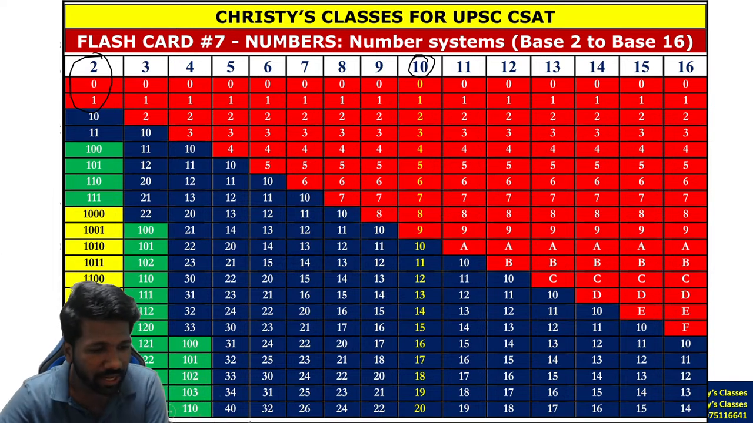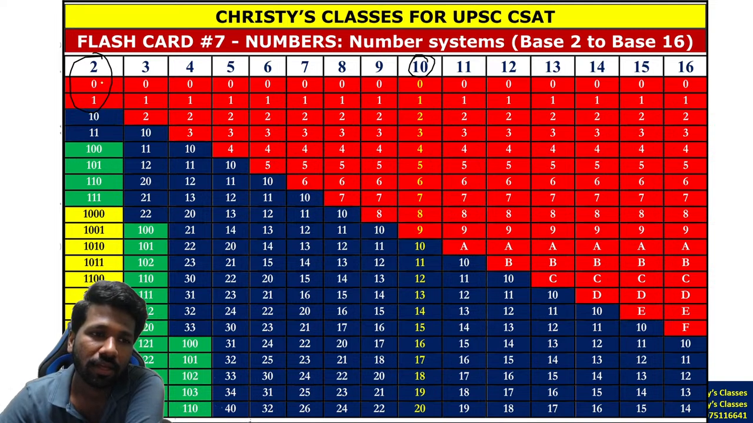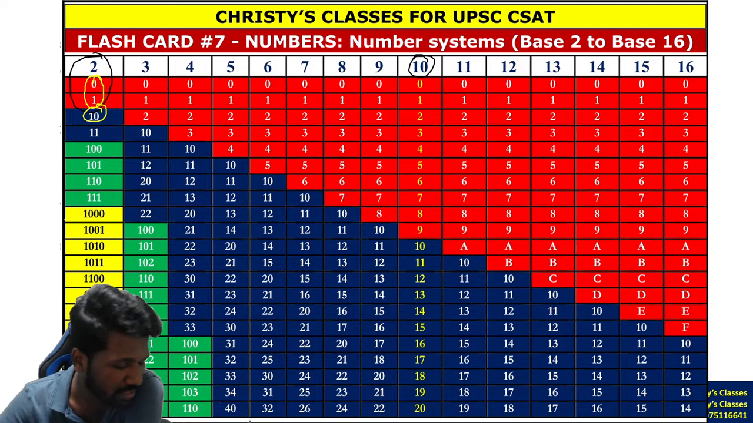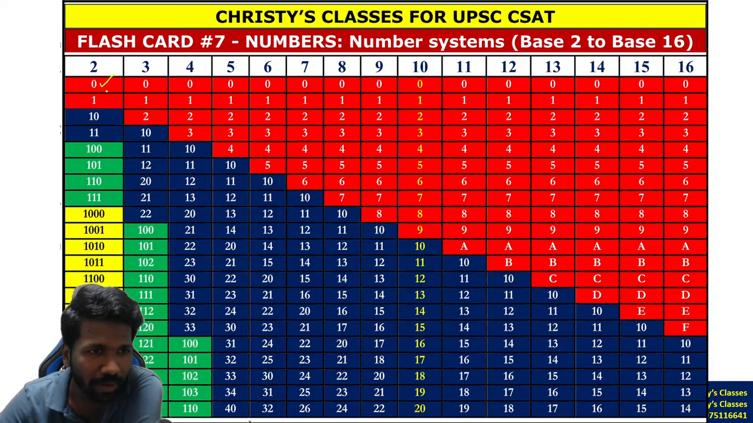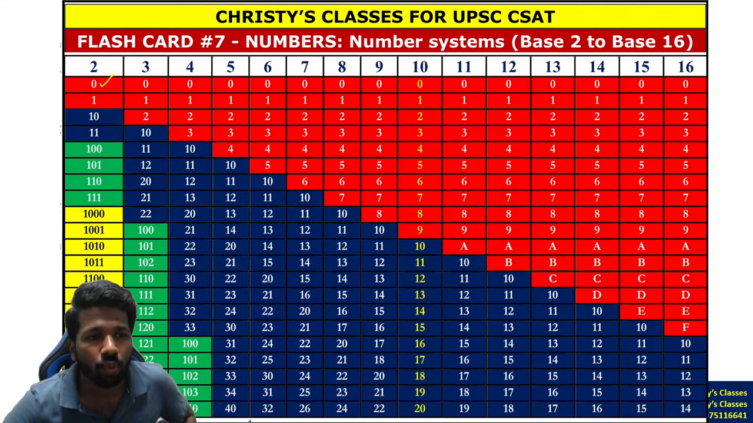For example, binary numbers. In computers, it is binary numbers. In binary, after 1, it is 10. Why is it 10? Same logic I told you now. First, binary means base 2. Only 2 digits are available, 0 and 1.